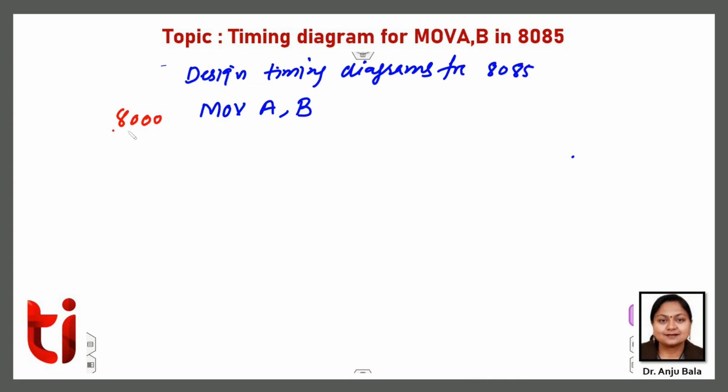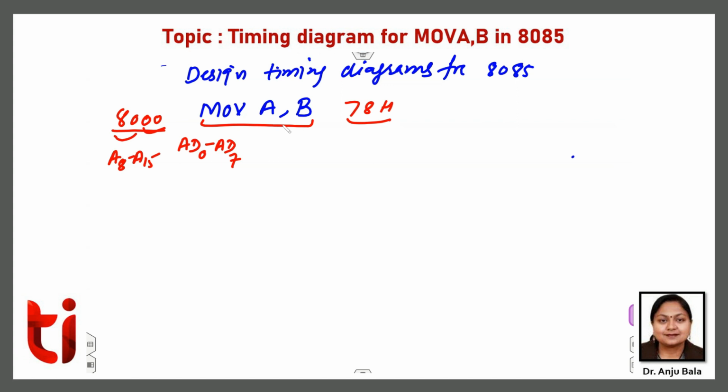For example, it is placed at 8000. That is the address. 80 is the high order address, A8 to A15, and 00 is the low order address that may be stored at the pins AD0 to AD7. MOV A, B is used to move the data from the B register to the A register. That is 78H. That 78H is the opcode value which you need to fetch when the contents of the B register are transferred to the A register.